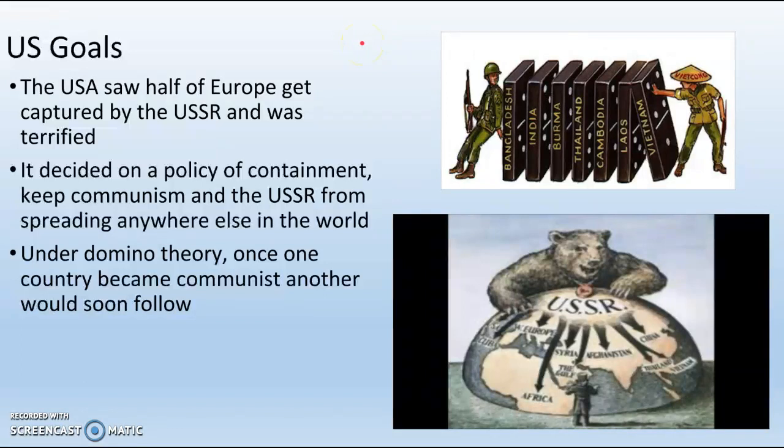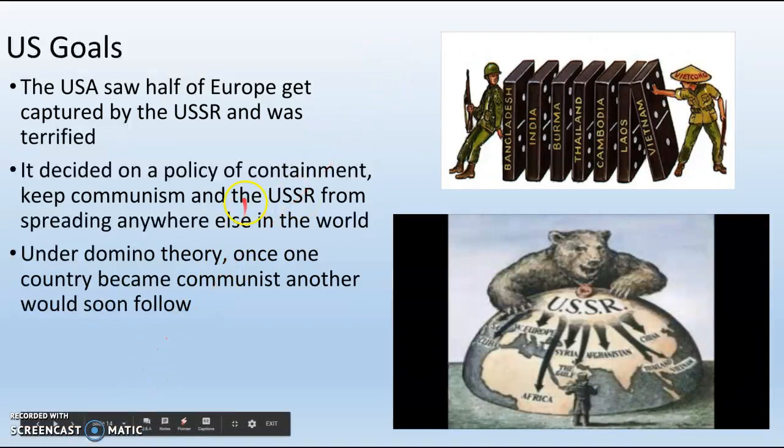U.S. goals. The USA sees half of Europe get captured by the Soviet Union and is terrified. It comes up with this policy called containment. The idea is if you can keep communism in the Soviet Union, it can't spread. So we've got to contain communism. If we do not contain it, it will spread.